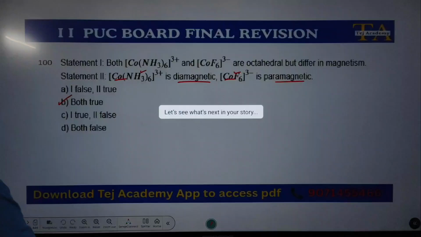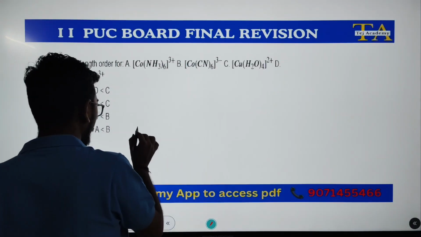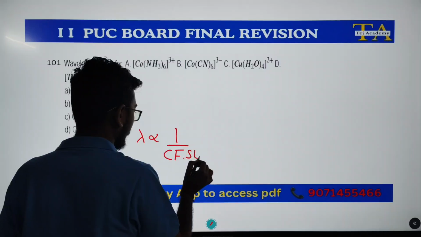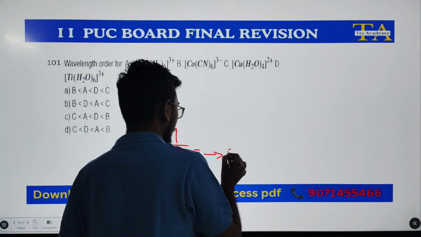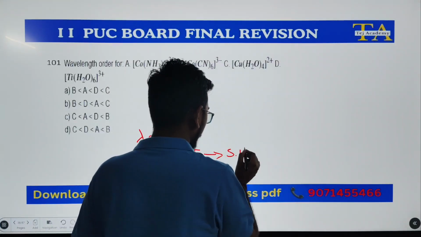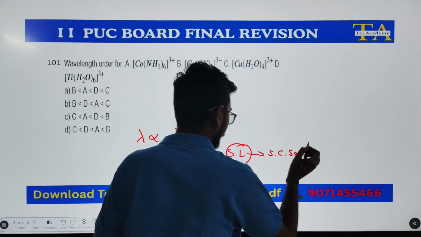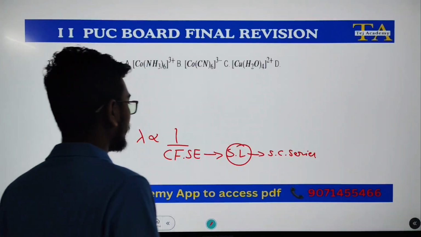Okay. So now 101. Wavelength order of given compounds A, B, C and D. Always remember, wavelength of the light is inversely proportional to crystal field splitting energy. Now crystal field splitting energy, how will we identify? Based upon strong ligand. How will we identify strong ligand? Based upon the spectrochemical series. So based upon the spectrochemical series, we can easily identify which one is a strong ligand and which one is a weak ligand.